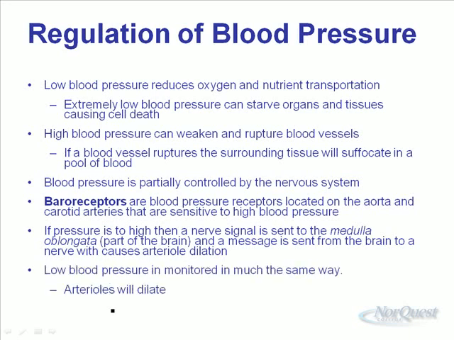If blood pressure is too low, same sort of idea. There'll be a message from your medulla oblongata that will cause arterioles to constrict. And that will increase the blood pressure.